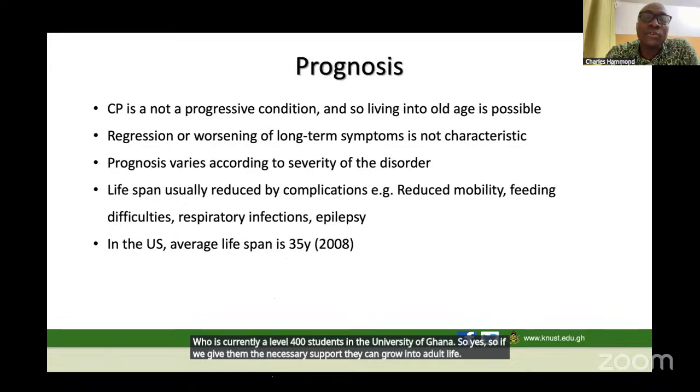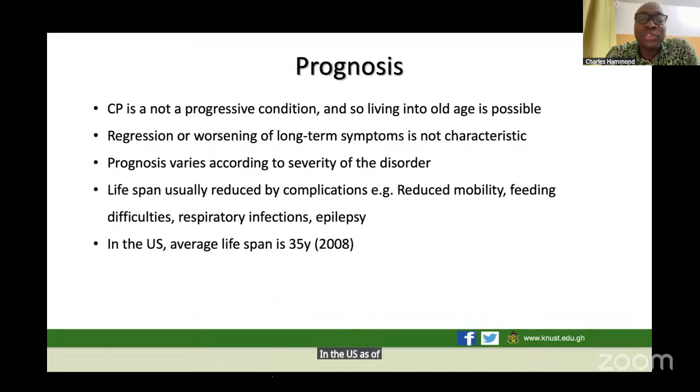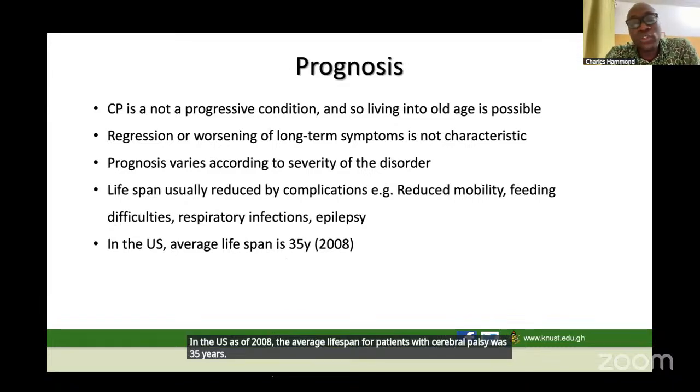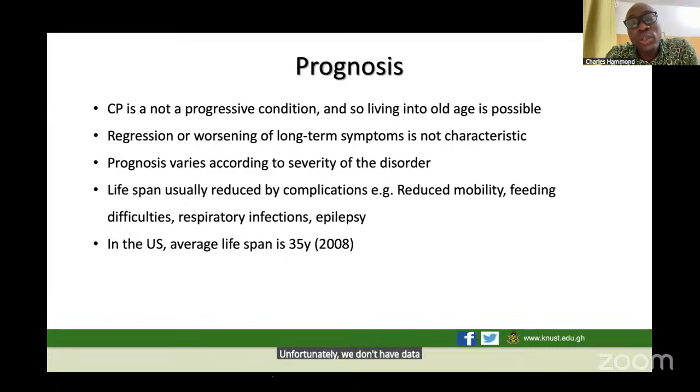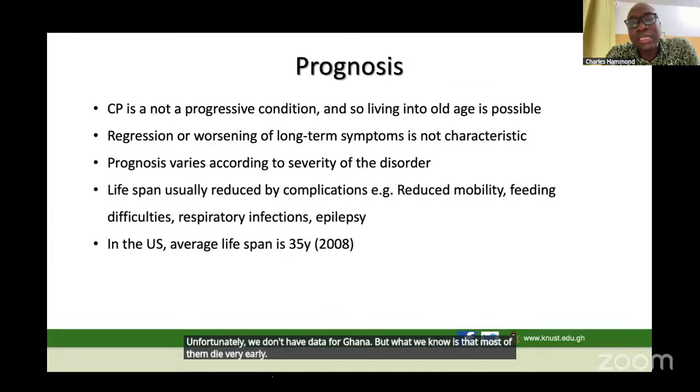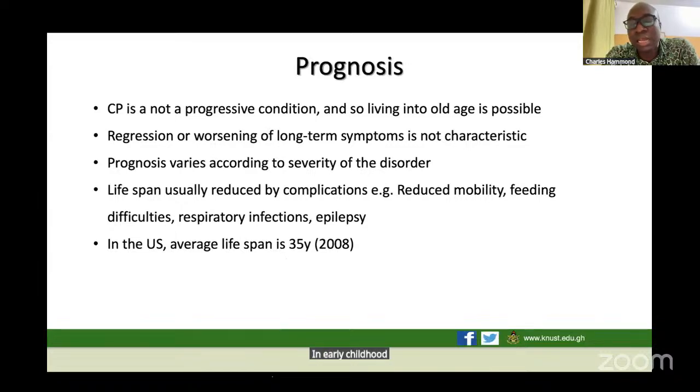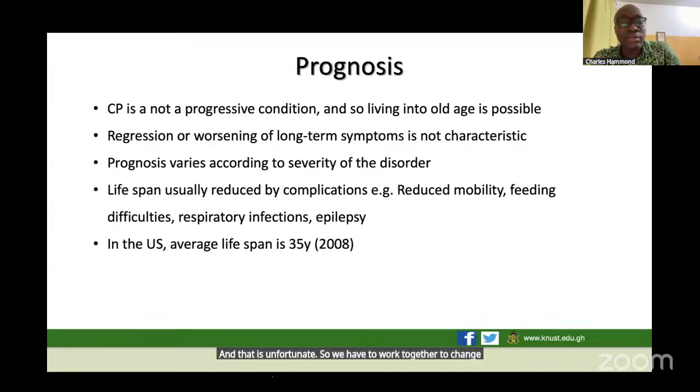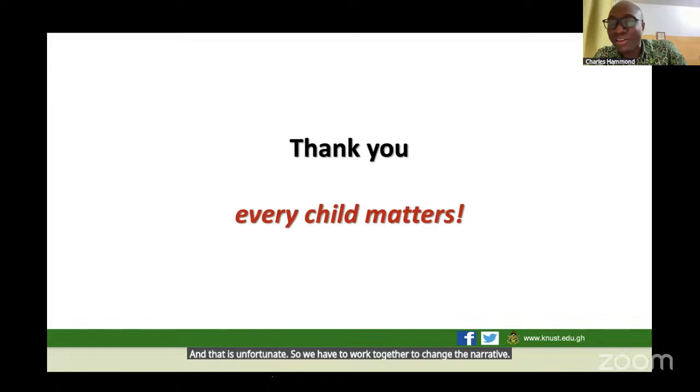In the US, as of 2008, the average lifespan for patients with cerebral palsy was 35 years. Unfortunately, we don't have data for Ghana, but what we know is that most of them die very early in childhood, and that is unfortunate. So we have to work together to change the narrative. This will be the end of my presentation.